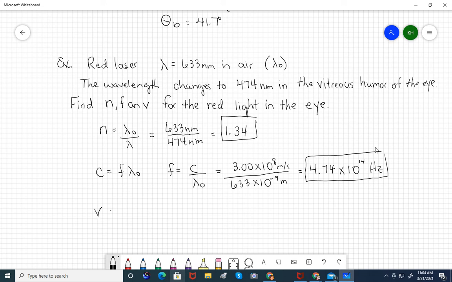The speed of light, of course, we can do a couple of ways. I would go back to just using the original. We know that it's going to be the speed of light divided by the index of refraction. So 3.00 times 10 to the 8th meters per second divided by 1.34. It comes out to be 2.25 times 10 to the 8th meters per second.